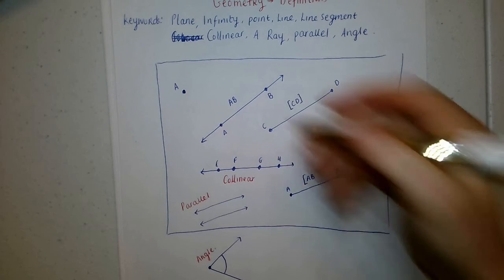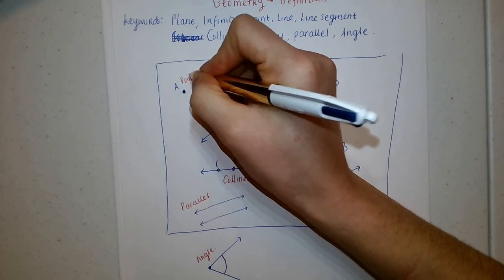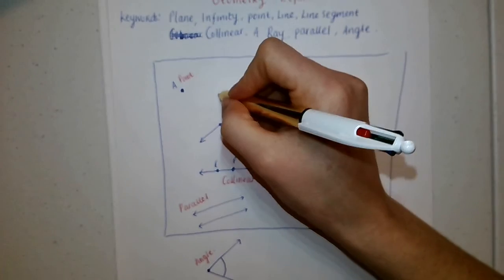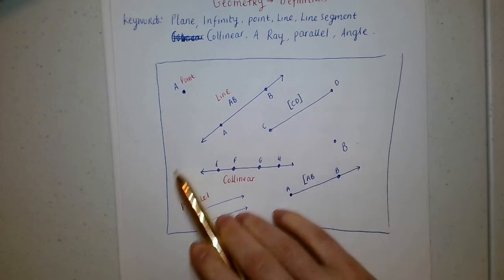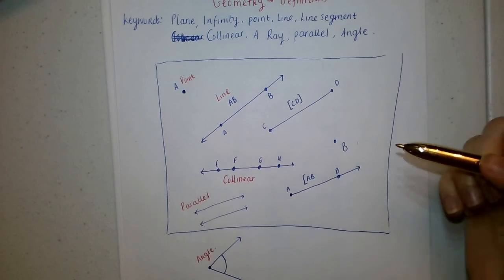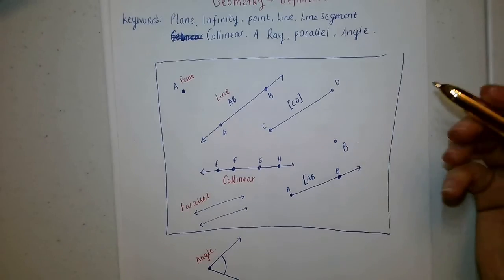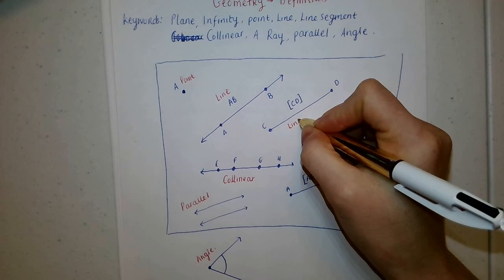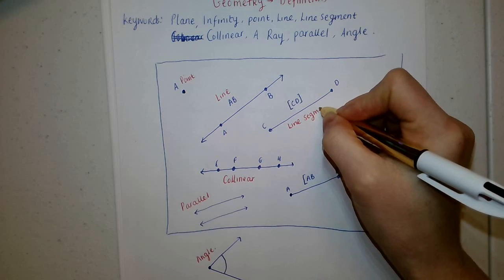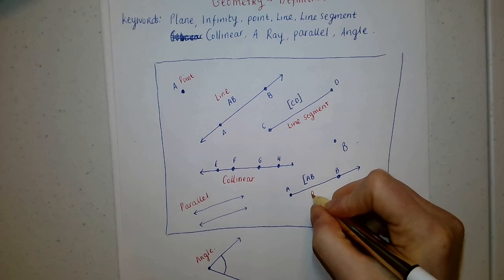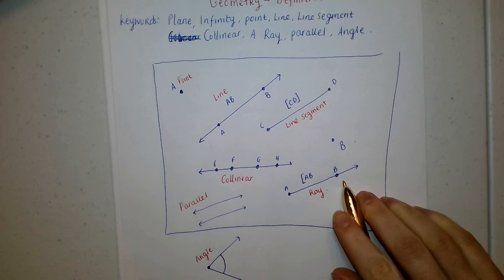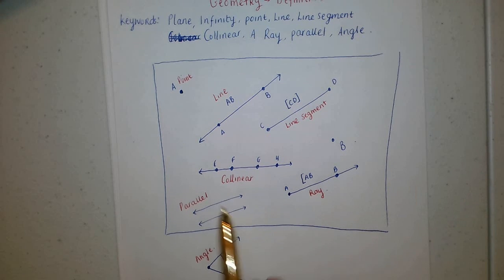So just a quick recap, we have our point here, it has no width, length or depth. Our line continues in both directions, it goes through 2 points but it continues in both directions. It doesn't have a clear start or finish. The line segment, however, does have a clear start and a clear finish. Our ray here has a clear start point but does not have a clear end point. Collinear is when our points are on the same line. Parallel is when we have two lines that are equal distances apart and will never meet. And then an angle is where two rays are on top of each other and start at a particular point.